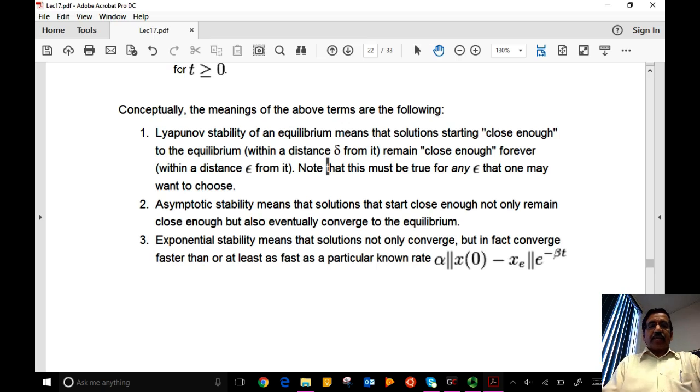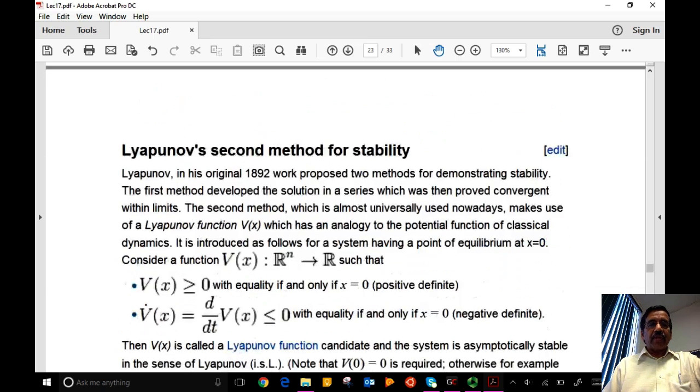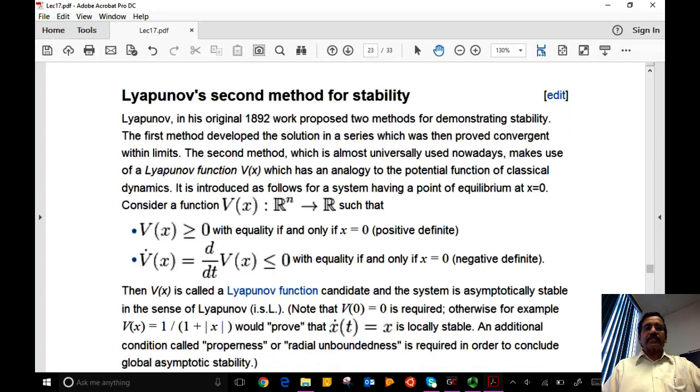So here I am just laying out in plain language what I just told you. But let's look at this so-called second method for stability. How do we find the stability of a particular system? There's a very nice concept behind this.